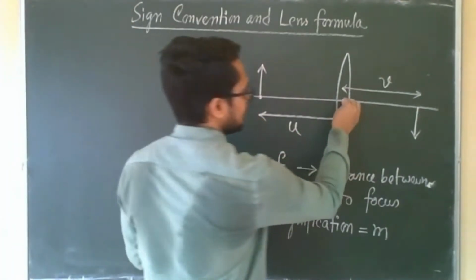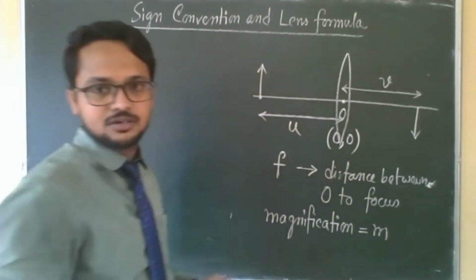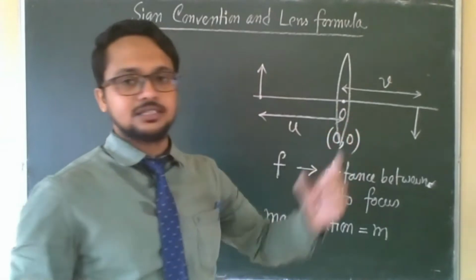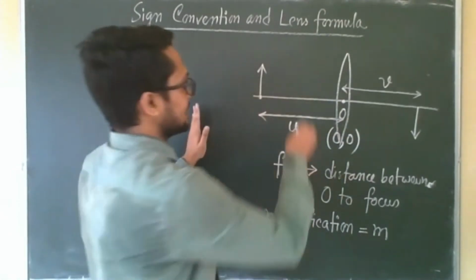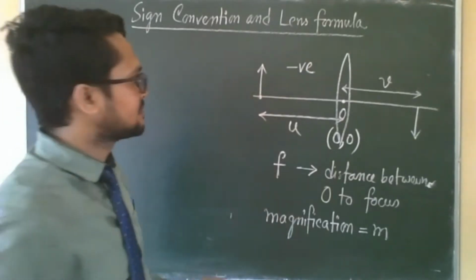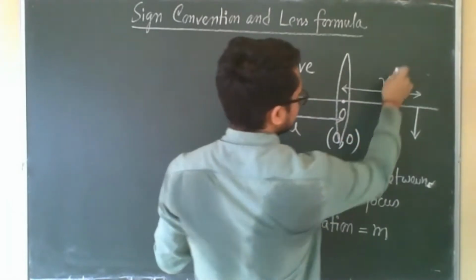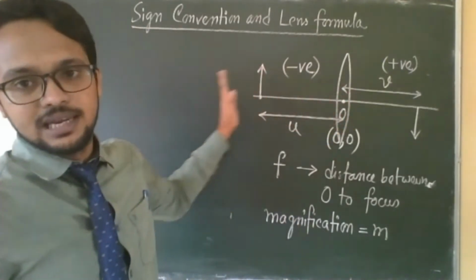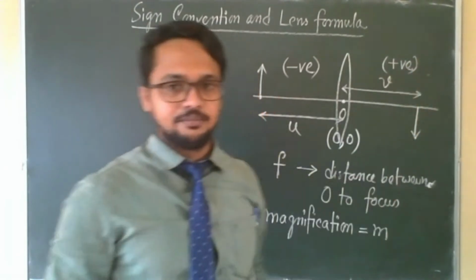Now, the position of the optical center is taken as origin, 0, 0. Origin means 0, 0 in the coordinate system, right? You all know about that, I hope. So the optical center is taken as 0, 0. All the quantities to the left side of the optical center, left of the origin, will be taken as negative. All the quantities to the right of the optical center, right of the origin, are taken as positive.